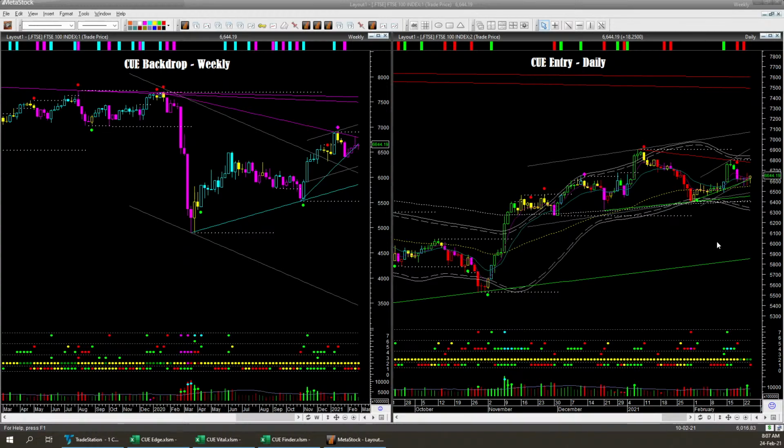I will not take a long position in FTSE itself. Looking at the trend line resistance in daily nearby, trend line resistance in weekly also is nearby, and the weekly color is still magenta. Therefore, I will not take a long trade in FTSE, but I may consider taking a long position in individual stocks. Lastly, India's Nifty 50 index.